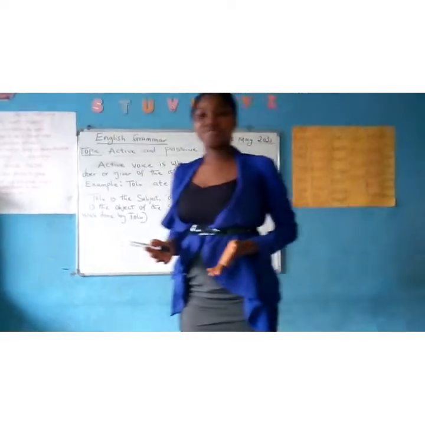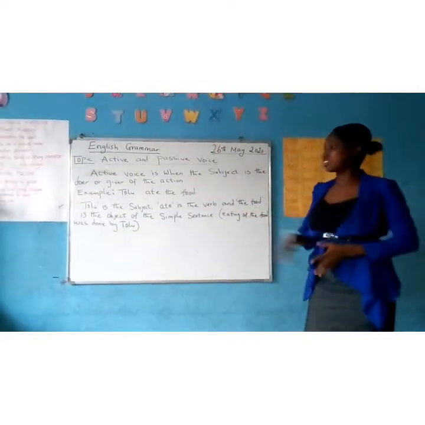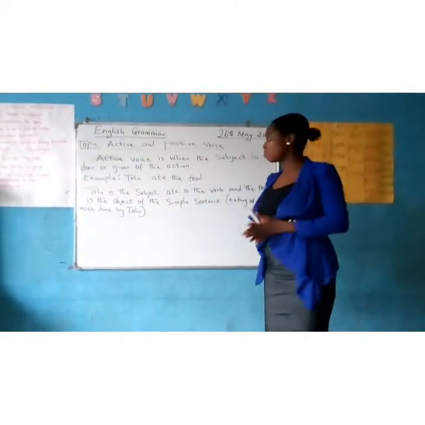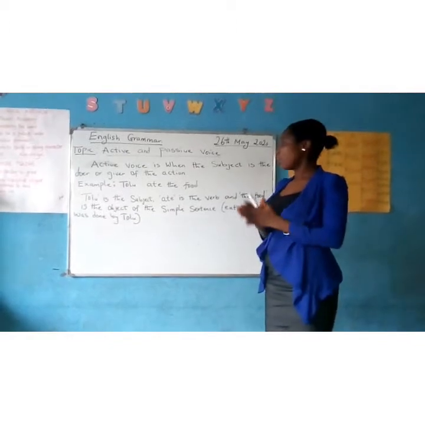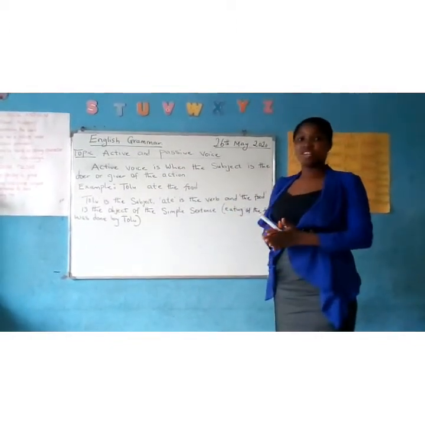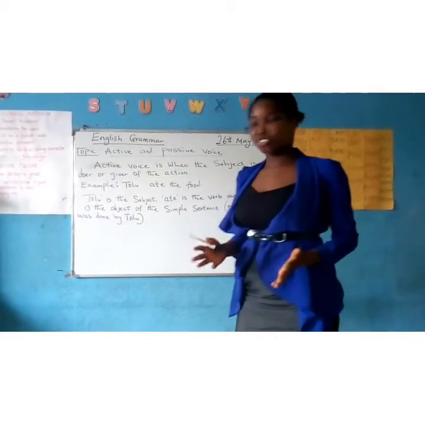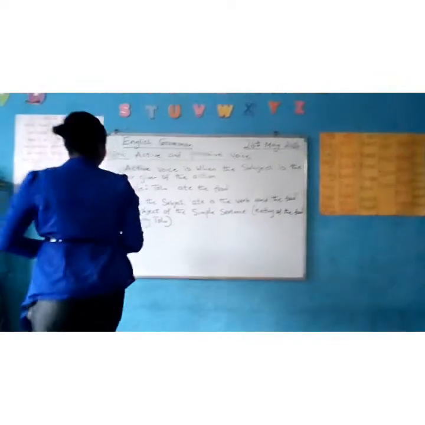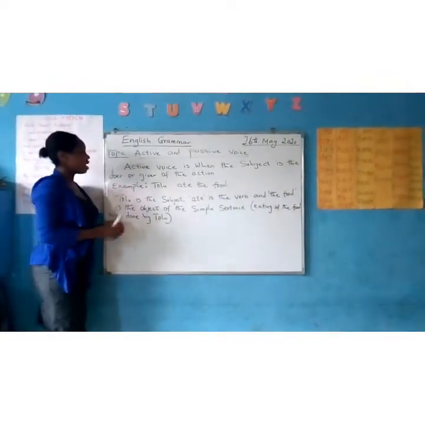What is an active voice? Active voice is when the subject is the doer or the giver of the action. I take it again. Active voice is when the subject is the doer or the giver of the action. I have an example on the board, a simple sentence, which says, Tolu ate the food.